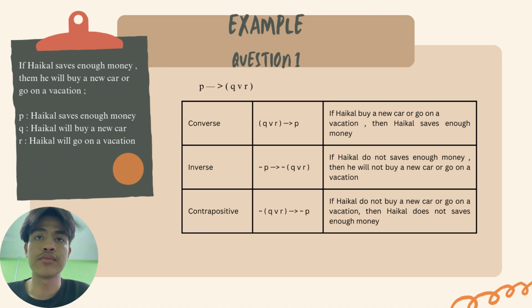For the inverse statement, negation of P implies negation of Q or R. If Haikal does not save enough money, then he will not buy a new car or go on a vacation. For the contrapositive statement, negation of open bracket Q or R close bracket implies negation of P. If Haikal does not buy a new car or go on a vacation, then Haikal does not save enough money.